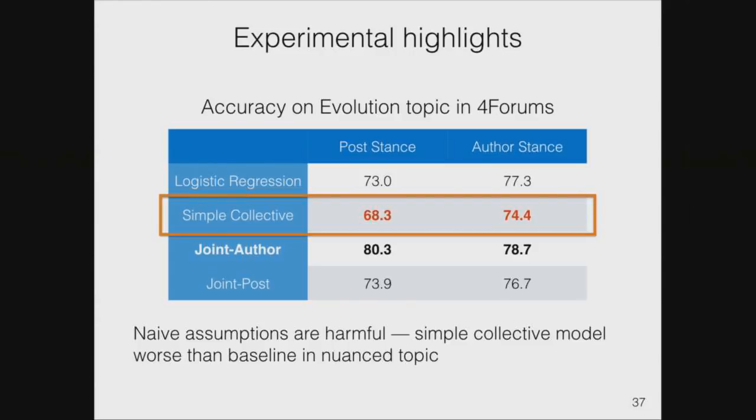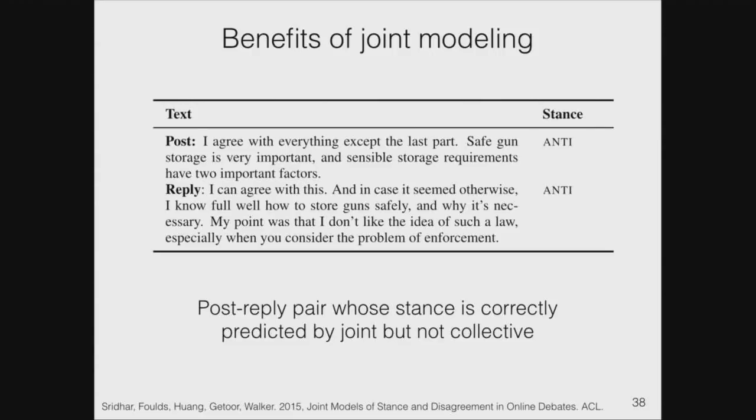Okay. So going back to this, the method that assumed that replies were an indicator of disagreement can actually be a harmful assumption to make in certain kinds of nuanced topics. And we had this finding in multiple different topics. I'm going to show an example in one specific topic, gun control, where we have this post-reply pair. I'll give you a second to read it. The stances in this post-reply pair were correctly predicted by our joint model, whereas the simple collective model was not able to capture the stances correctly.